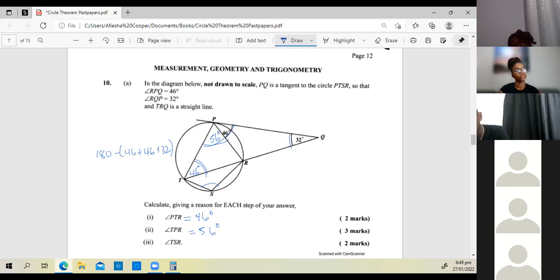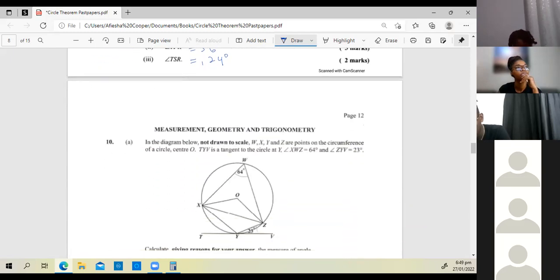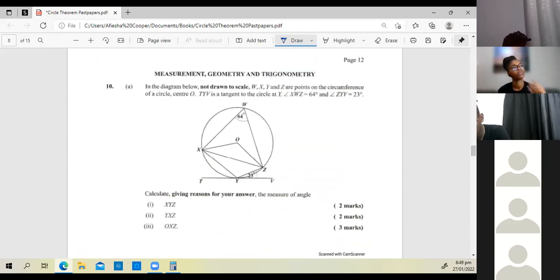124. Supplementary, cyclic quadrilateral. 180 minus 56, which is 124 degrees. So I'm really proud of you guys and how you are performing with these rules. Good stuff. Number 10.